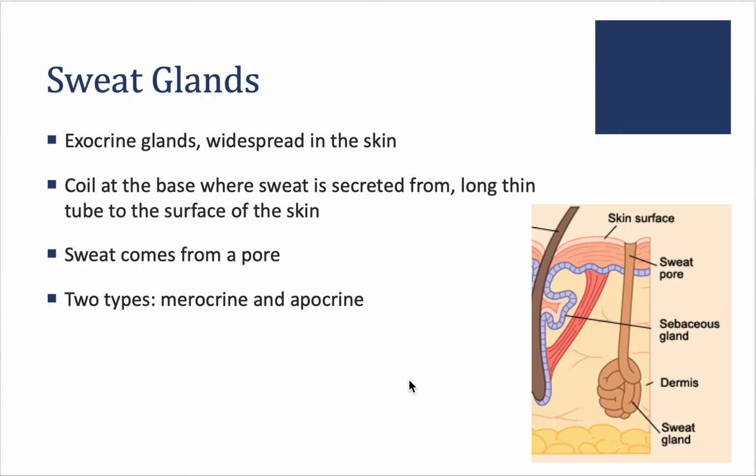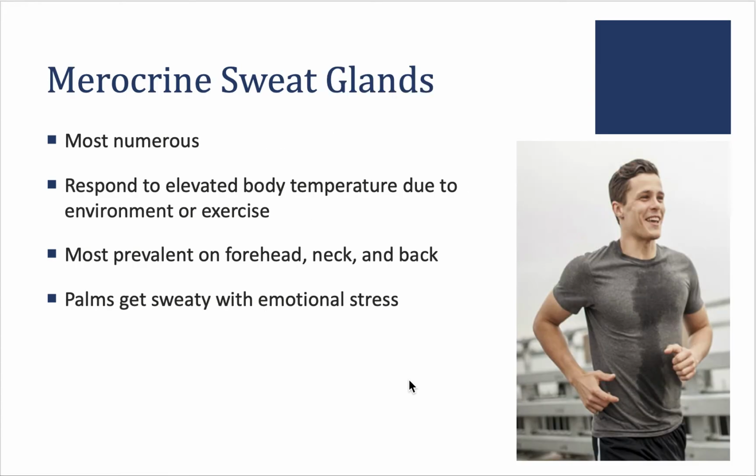There are two types of sweat glands that we're going to talk about. They're merocrine and apocrine. Merocrine sweat glands are the most numerous. These are the ones that respond to being too hot. So when our body temperature goes up, the sweat glands are going to release sweat in order to cool us, whether that's because we're exercising or because of environment.